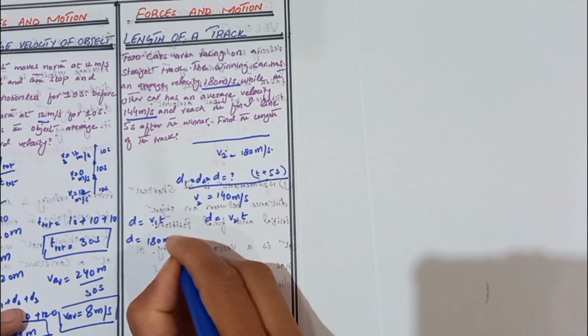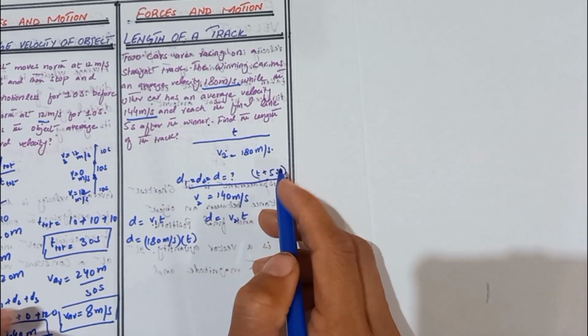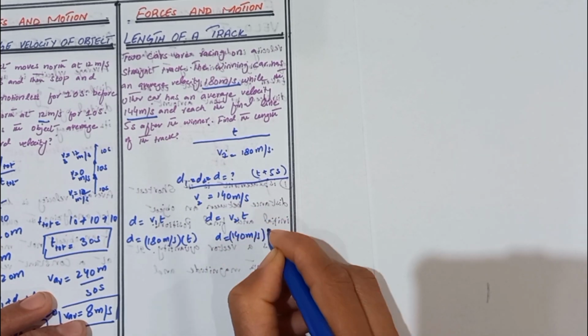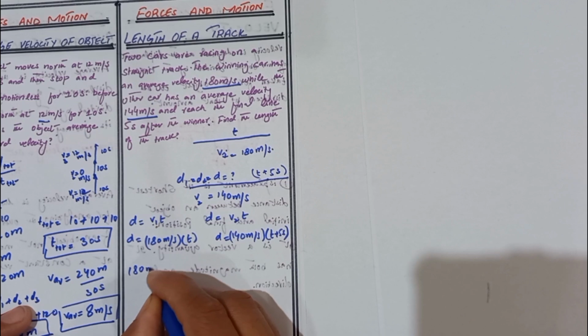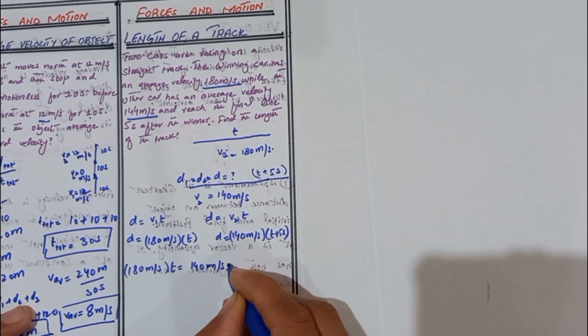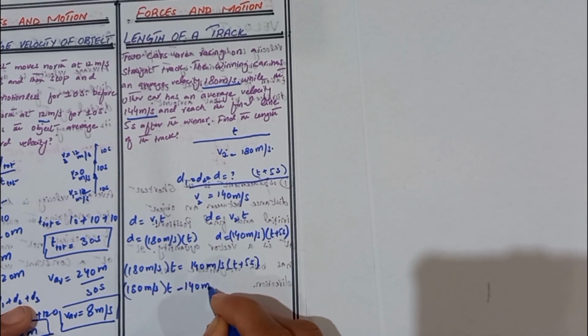Velocity is 180 meters per second. The first car's time is t and the second car's time is t plus 5 seconds. d is equal to v2 t, where v2 is 140 meters per second and time is t plus 5 seconds. Put these values in this formula. 180 meters per second times t is equal to 140 meters per second times t plus 5 seconds. So 180 meters per second times t minus 140 meters per second times t.